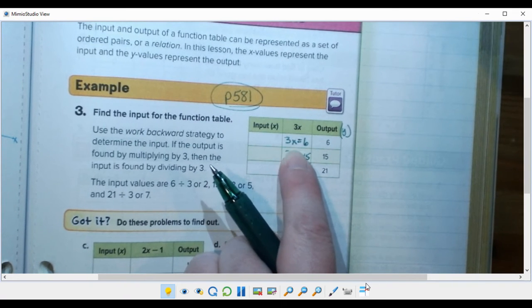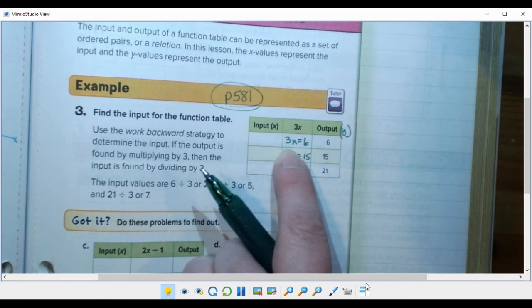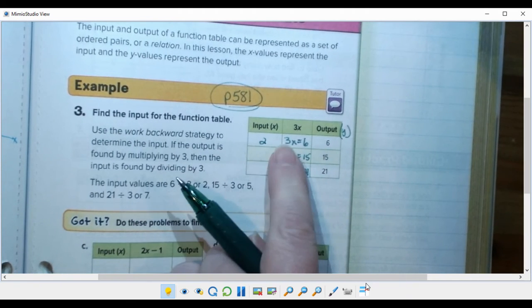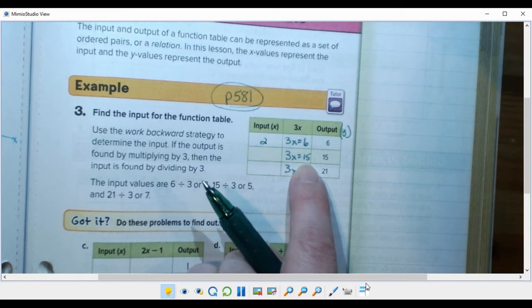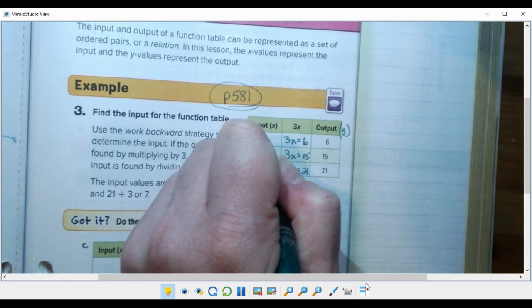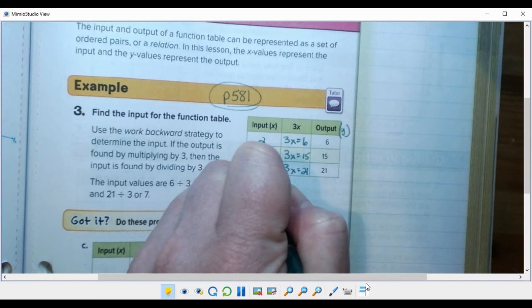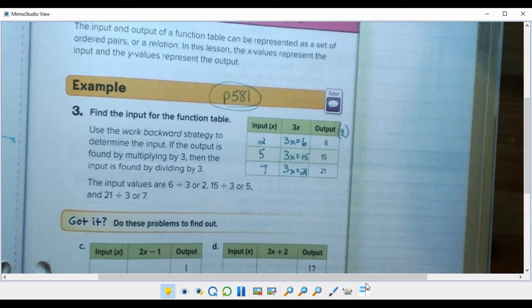3 times what equals 6? And if you remember our unit on equations, you can actually divide, do the inverse or undo. So x here would be 2. And then I can check it. 3 times 2 equals 6, so I'm good. 3 times what equals 15? Or 15 divided by 3, x equals 5. And 3 times what equals 21? 3 times 7 equals 21. Okay, so you're thinking backwards or undoing what you see.